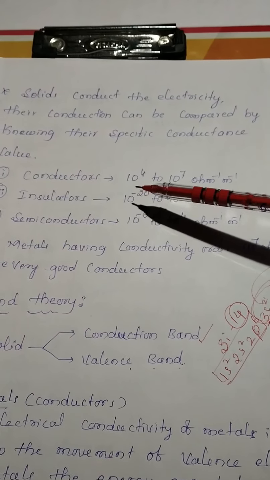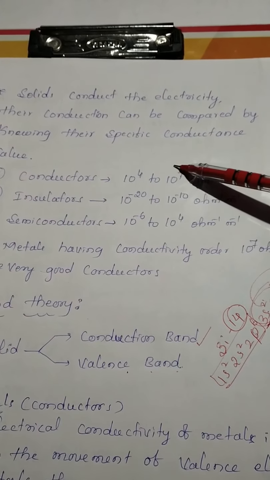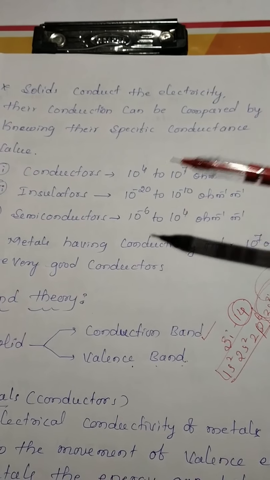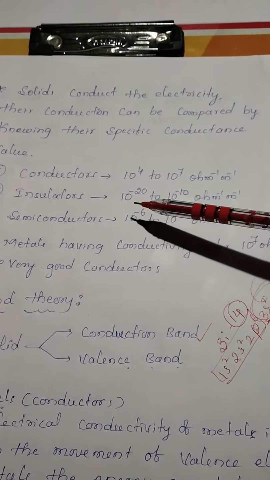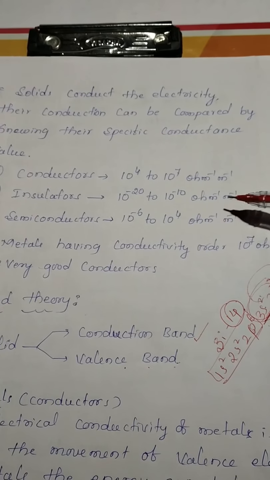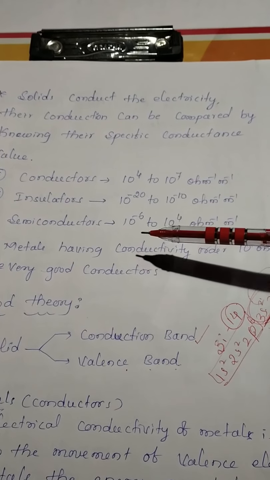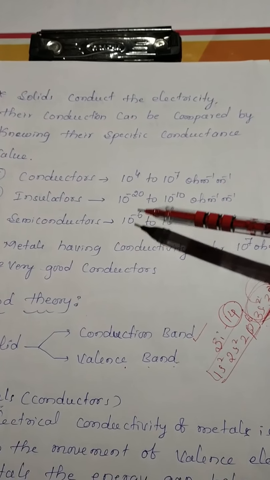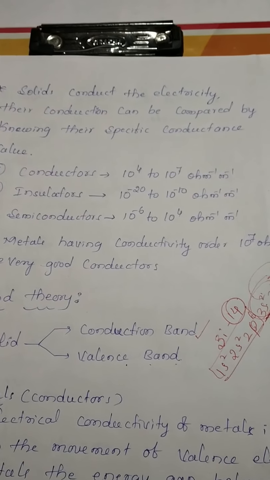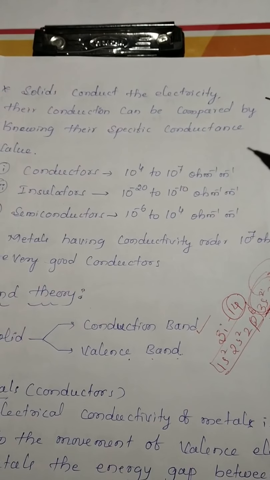The solids with a conductivity ranging between 10 raised to 4 to 10 raised to 7 per ohm per meter are called conductors. The solids with a conductivity ranging between 10 raised to minus 20 to 10 raised to minus 10 per ohm per meter are called insulators. The solids with a conductivity ranging between 10 raised to minus 6 to 10 raised to 4 per ohm per meter are called semiconductors. Per ohm per meter is the unit of specific conductance.